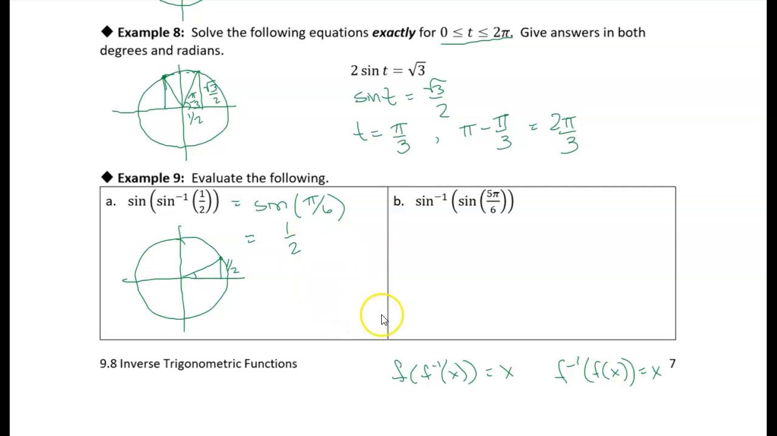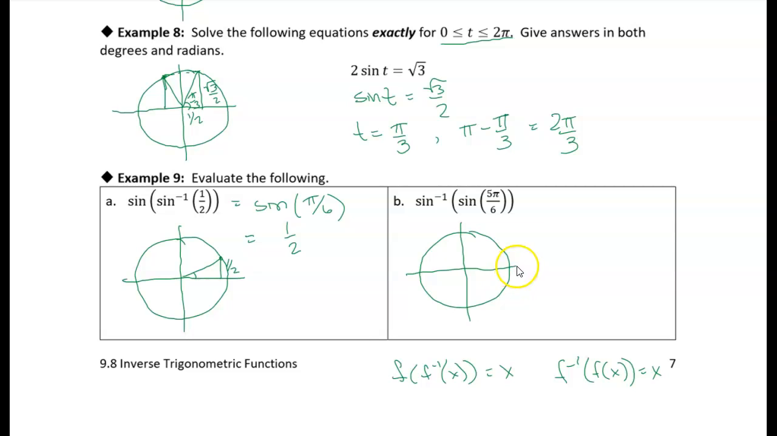We took the f of f inverse, and we got the same thing out again. We got x, which in this case was 1/2. Okay, so that makes sense. Let's take a look at this next one. We have the inverse sine of the sine of 5 pi over 6. All right. So again, I'm gonna draw my unit circle with some coordinate axes.